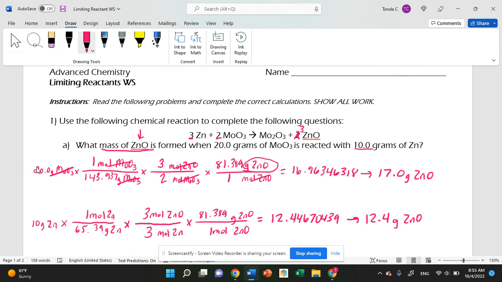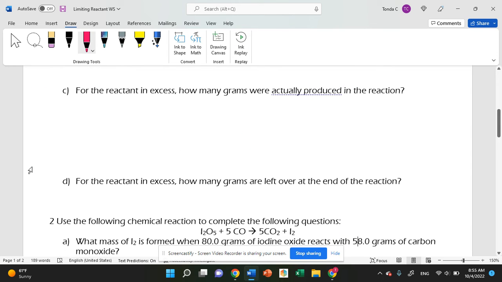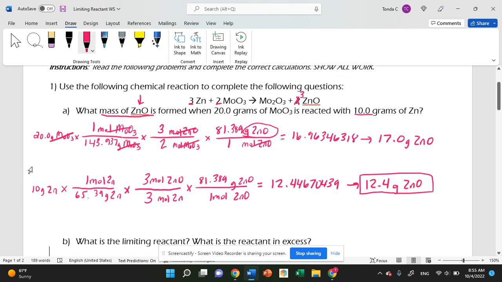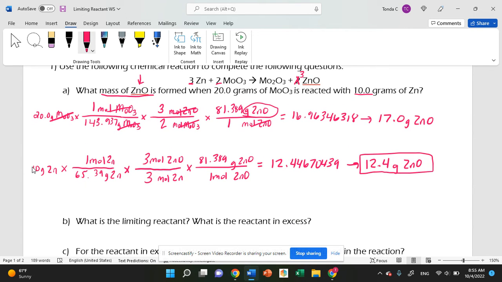So here I have two numbers for mass of ZnO, but how much is actually going to be formed? Remember, the one that's actually going to be formed is the lowest amount, which is why on the answer key this one was boxed in, because this is the correct answer. That allows us to determine the second part. Which is my limiting reactant versus my excess? The limiting reactant is the one that gave the smallest product. So that was zinc.